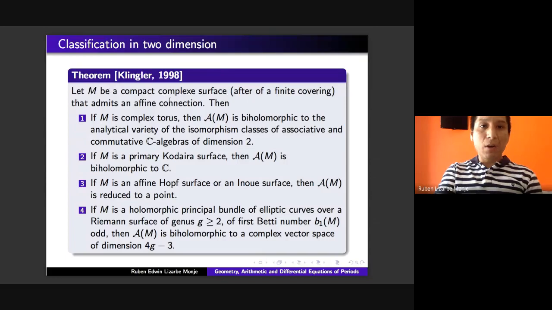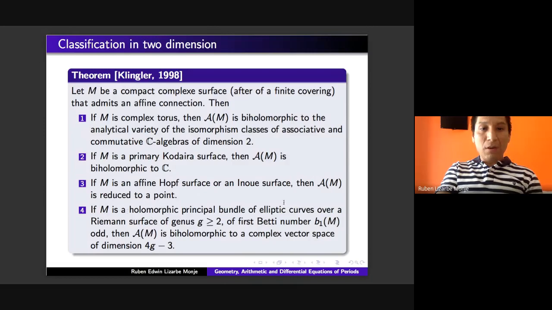So let M be a compact complex surface that, after a finite covering, admits an affine connection. Then, if M is a complex torus, for example, the set of affine structures is a biholomorphic analytic variety of the isomorphism classes of associative and commutative C-algebras of dimension 2. If M is a primary Kodaira surface, then the set of affine structures is biholomorphic to C. If M is an affine Hopf surface or Inoue surface, then the set of affine structures is a point.